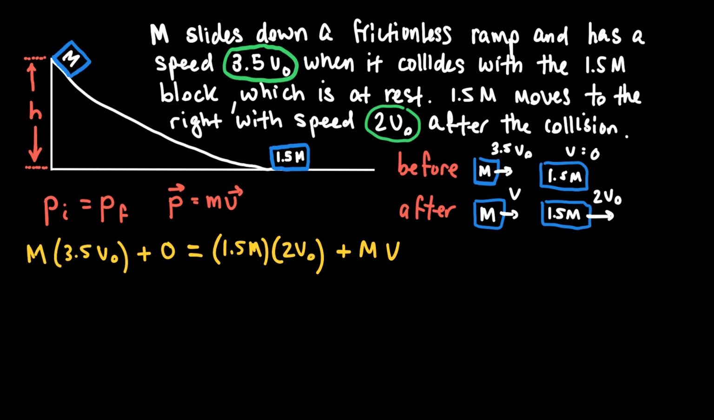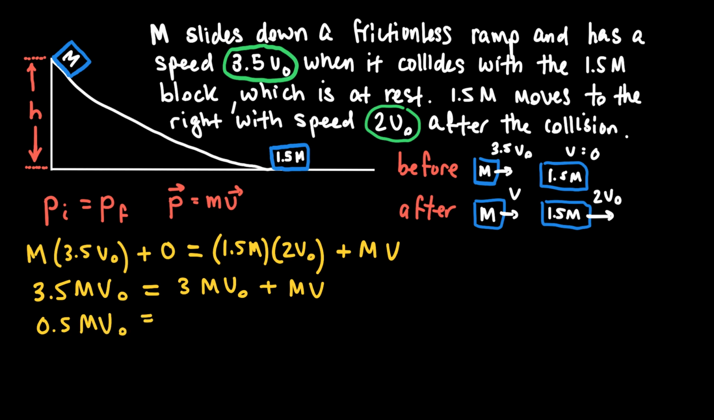So now I want to neaten up this equation a little bit. On the left hand side, I'm going to have 3.5 m v0, and on the right hand side I'm going to have 1.5 times 2, which is 3 m v0, plus m times v. If I subtract this term, 3 m v0, to the other side, I'll have 3.5 m v0 minus 3 m v0, which is just 0.5 m v0 equals the term on the right, m times v.